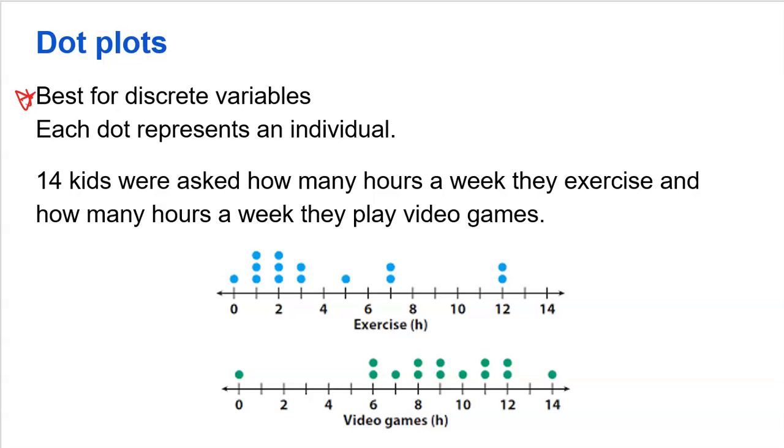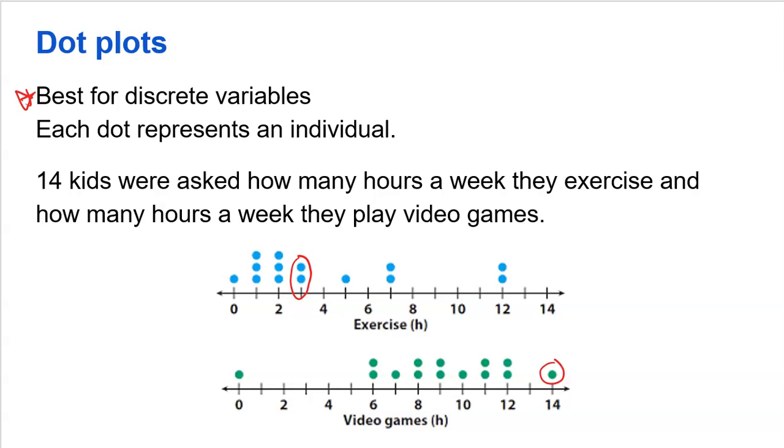So in both of these graphs, every dot represents a kid and how many hours they exercise in blue, how many hours they played video games in green. So this particular kid played 14 hours per week of video games. This kid right here, now notice there were 2 kids right here at 3. So 2 kids exercise 3 hours a week.